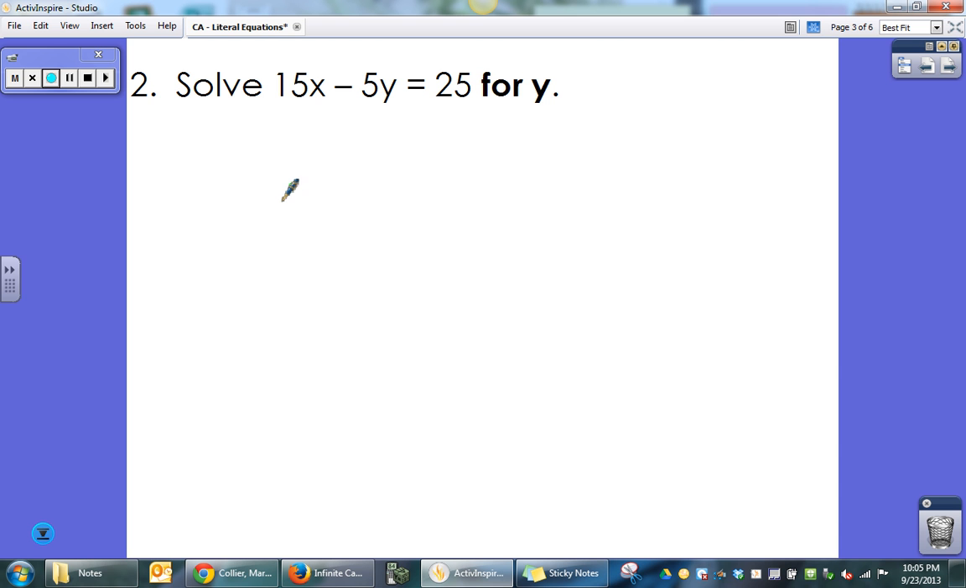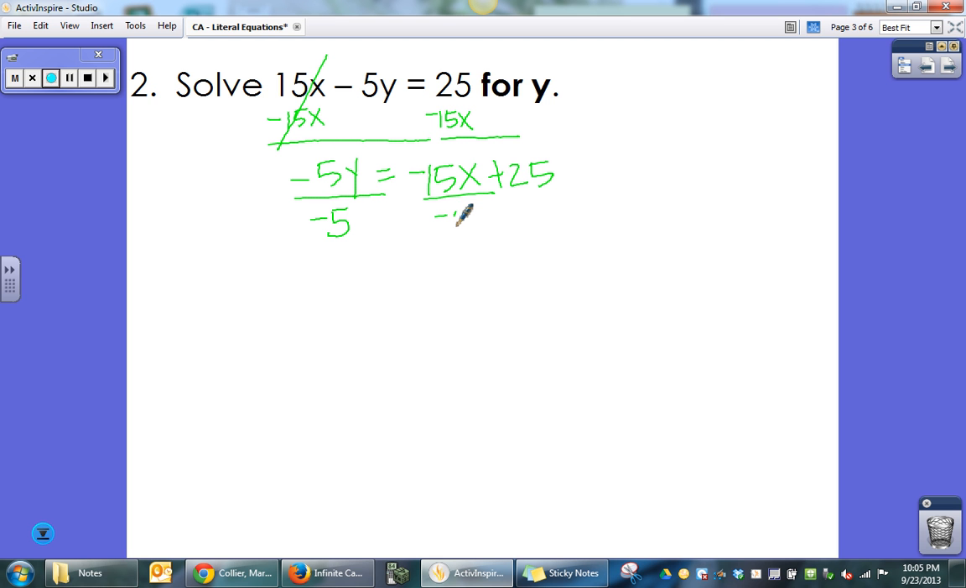Here's another example. Again, we're going to solve for y. So I'm going to subtract 15x. I end up with negative 5y equals, again, not like terms, so I can't actually combine them. And then I'm going to divide everything this time by negative 5. Negative 15 and negative 5 becomes 3x minus 5.